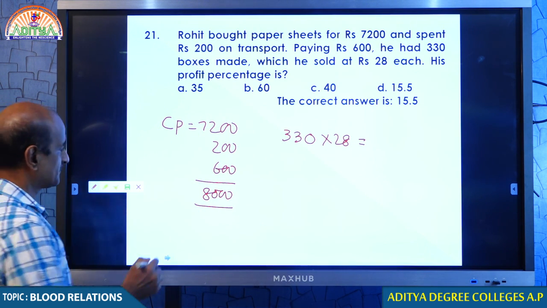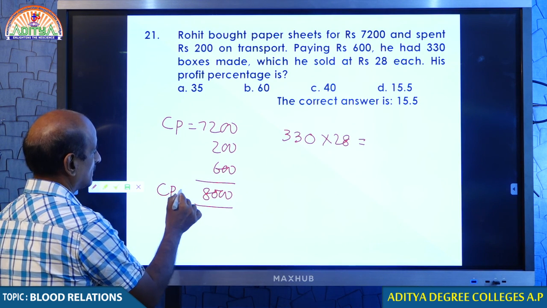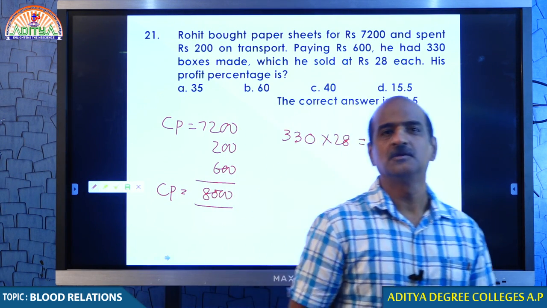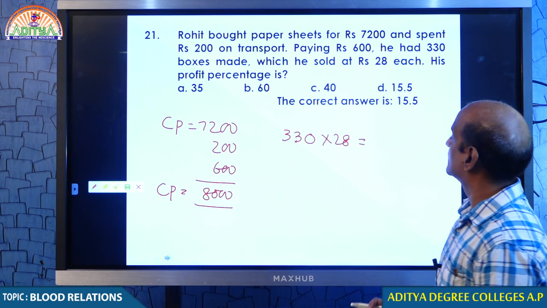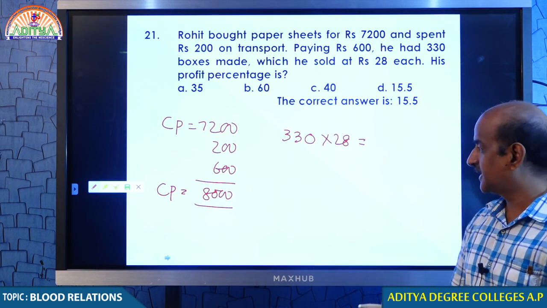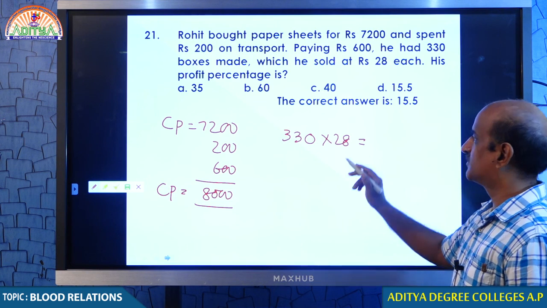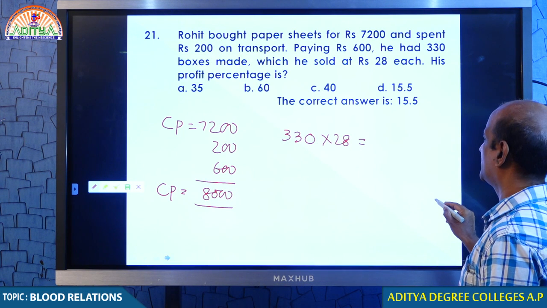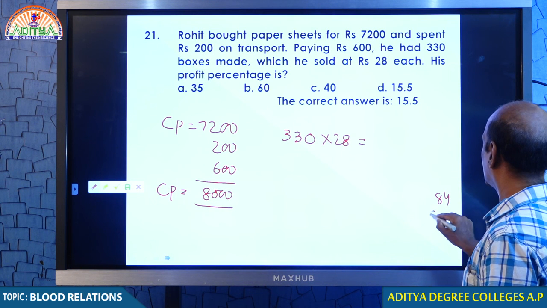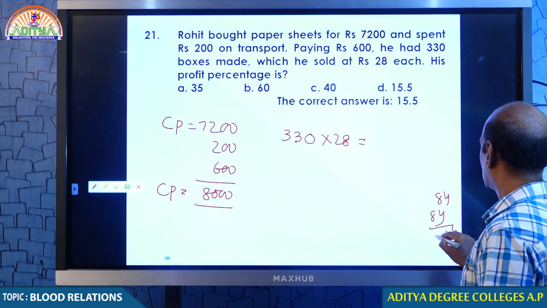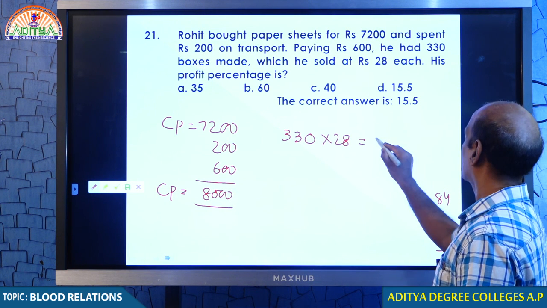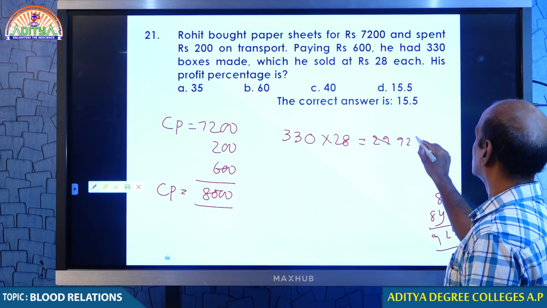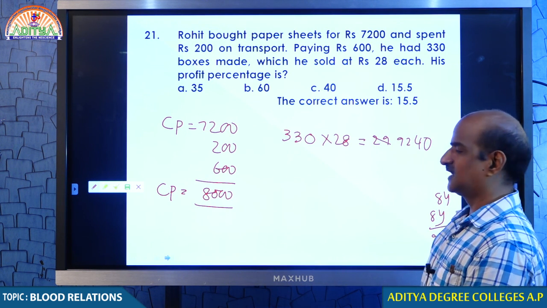I think you understand. This is the total cost price: 7,200 plus 200 plus another 600. So, total 8,000, and this is going to be the total selling price. 28 into 330 means 9240. This is the total selling price.